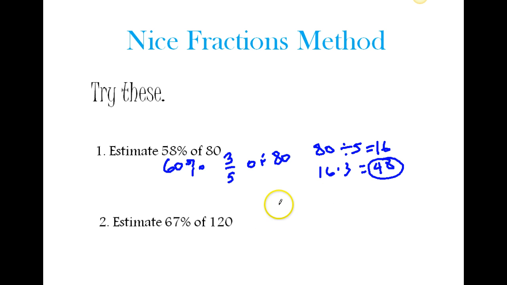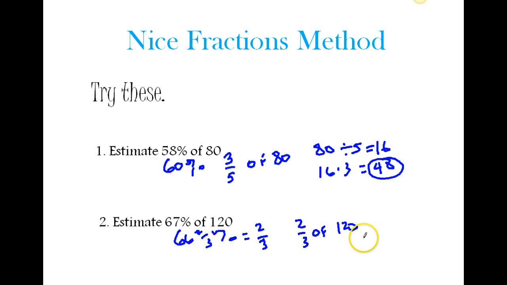Pretty good estimate. Now here we have 67%. Well, I know that 66 2/3% equals 2/3. So I'm going to use the nice fraction 2/3. 2/3 of 120. So I take 120, divide it by my denominator 3.